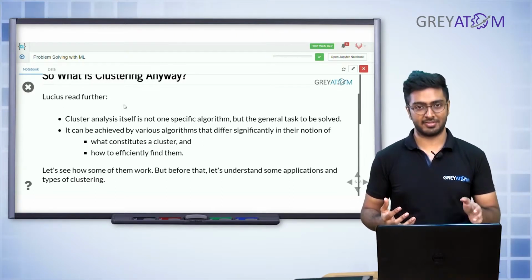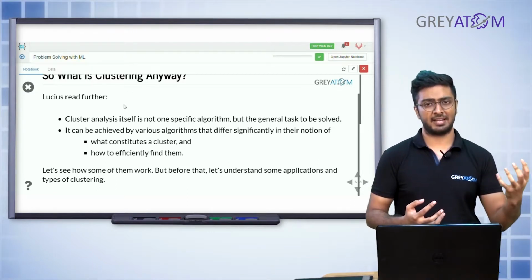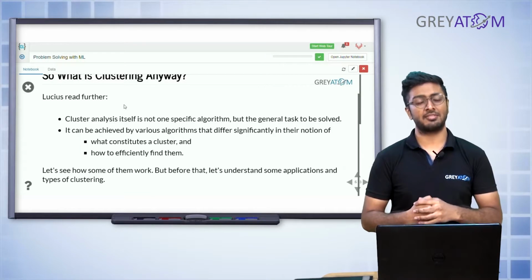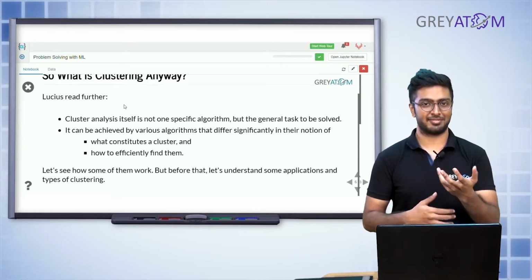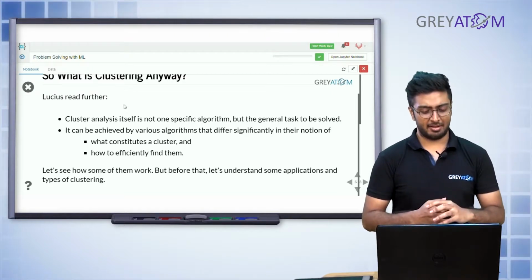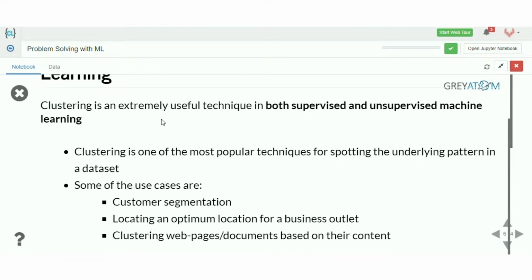It's not an algorithm. The concept is that you separate your data into multiple clusters. Now obviously there could be various algorithms to do that, and that's exactly my job, to teach you what the different possible algorithms are. So that's what we are going to learn today. So don't worry about that part.